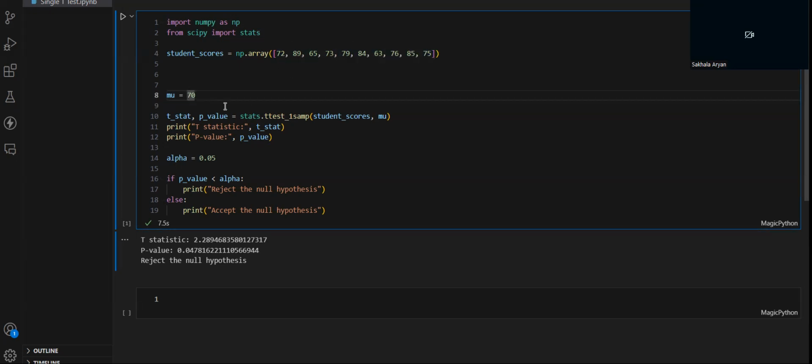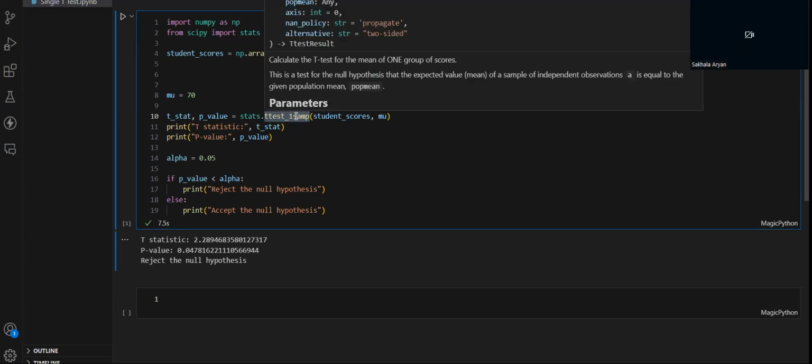We are comparing whether there is a significant difference between the mean of this whole class of students who have obtained these marks and the mean value of all the students in the university who have obtained some marks, so the mean value of that mark is 70. Now what I try to do is, it is as simple as, in the stats module there is a function called ttest_1samp.